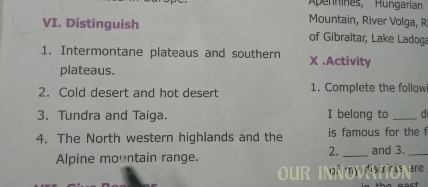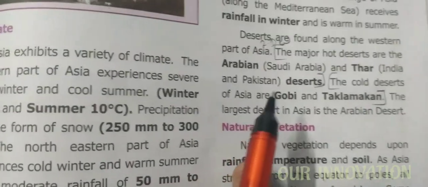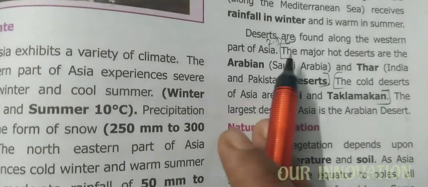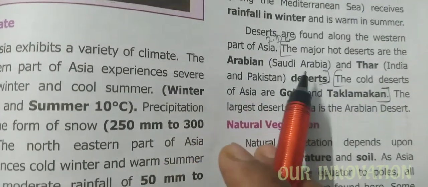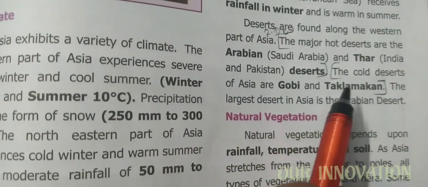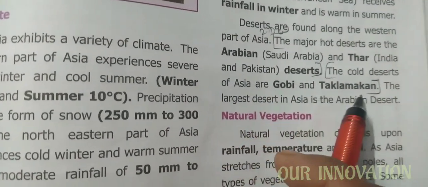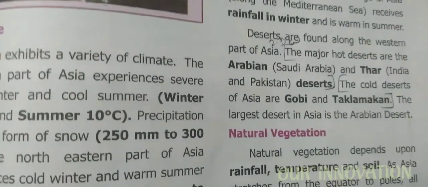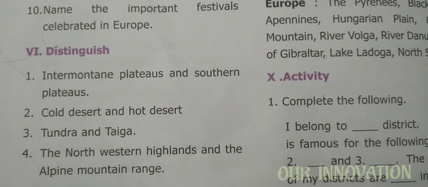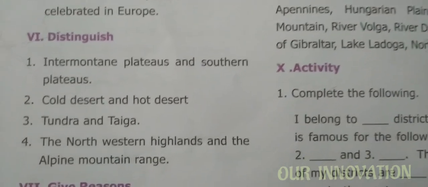Second one, cold desert and hot desert. Page number 149, see here, the major hot deserts. You can write hot desert heading, hot deserts are Arabian, that is Saudi Arabia, and Thar and Pakistan deserts, okay. Then cold desert heading, ingerundhu idu varaikum mark panikonga. So this is the second distinguish. While writing the distinguish, neenga divide panni eludhunga.